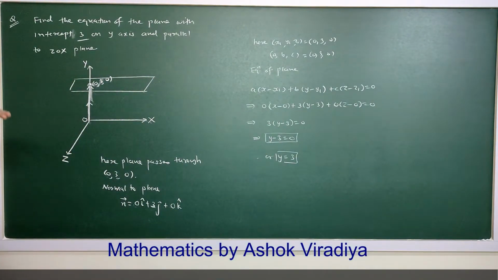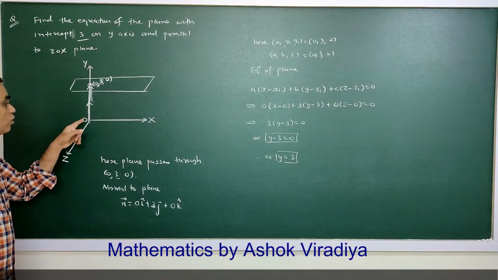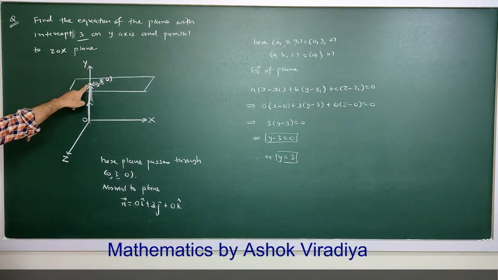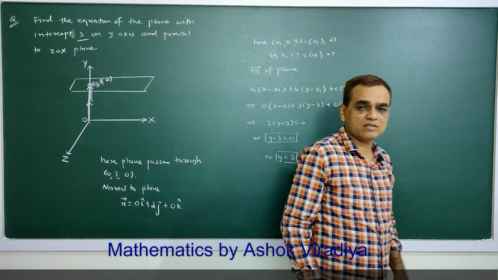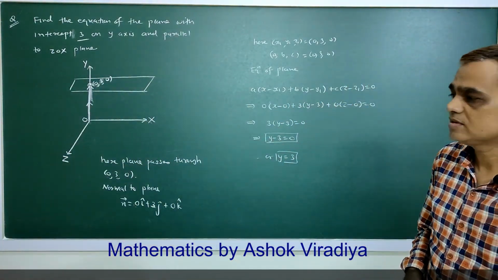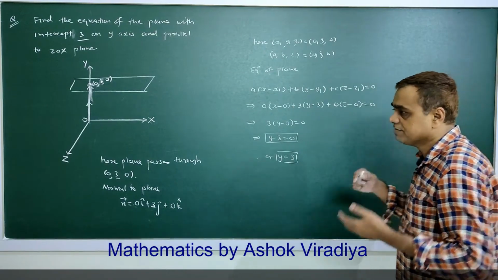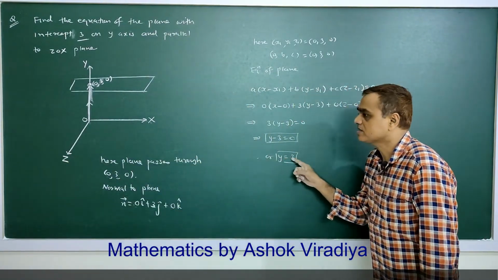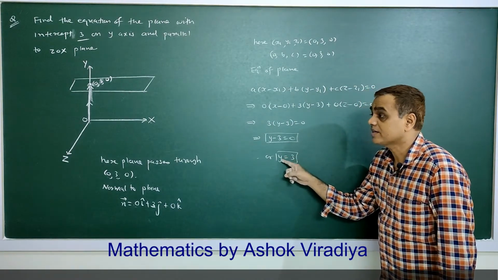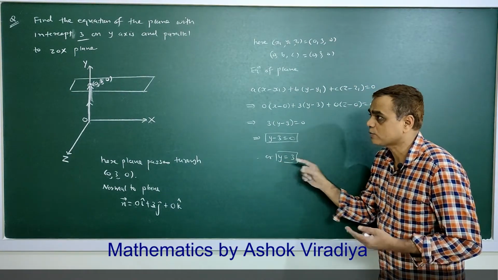So see, any plane parallel to the xOz plane whose y-intercept is 3 is simply y equal to 3. So the shortcut is, if a plane is parallel to the xOz plane, then the equation contains only y. It doesn't contain x and z.